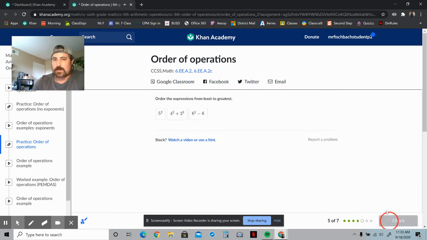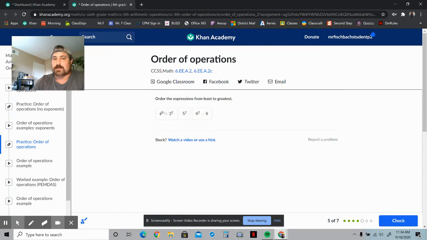On the next one, you've got a question where they're going to ask you to order the expressions from least to greatest. Okay, great. So you have to find the value of each of these. Let's just talk about it. So 5 squared is worth 25. 4 squared plus 2 squared, you're going to do the exponents first. That's going to be 4 times 4, which is 16, and 2 times 2, which is 4. So it's going to be 16 plus 4, which is 20. So this one's worth 20. We want the smallest one on the left. So it looks like this one's smaller than 5 squared.